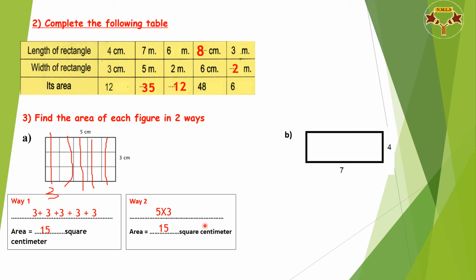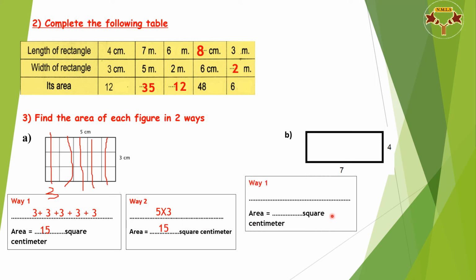Number B. Here we have a rectangle. And I want to get its area by using two ways, okay? The first way, we can make repeated addition, okay? We can repeat 7 four times. Then we can say 7 plus 7 plus 7 plus 7, okay?